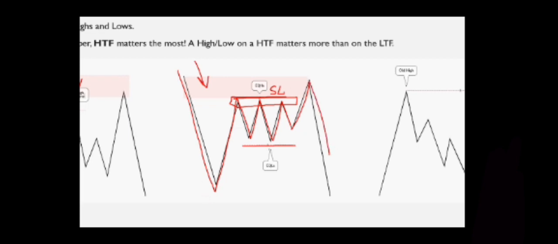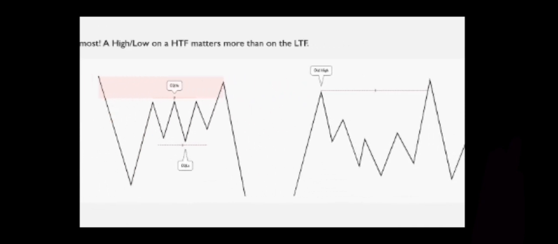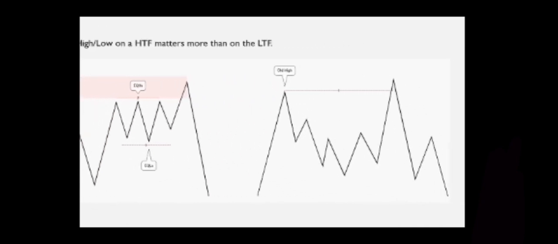The first target is, of course, the equal lows, which are the next opposite liquidity target. And the next one is going to be the weak low. Okay, so those are equal highs and equal lows. And the final one is very simple. This is what you're going to see happening a lot.